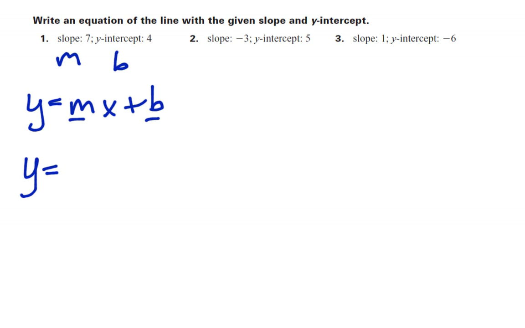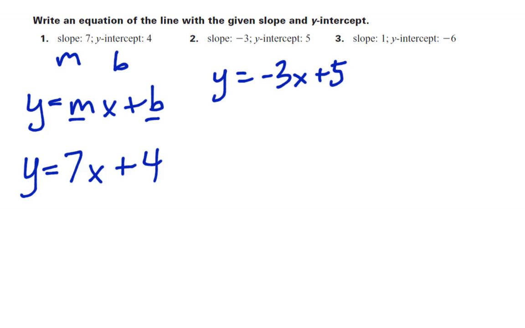So y is equal to, in problem 1, 7x plus 4. In problem 2, y equals negative 3x plus 5. And then in problem 3, y equals x. I'm not going to write the 1 because it's an understood 1 when I don't write a coefficient in front of x. And I'm not going to say plus negative 6, that's an unnecessary use of symbols there. I'm just going to say minus 6.